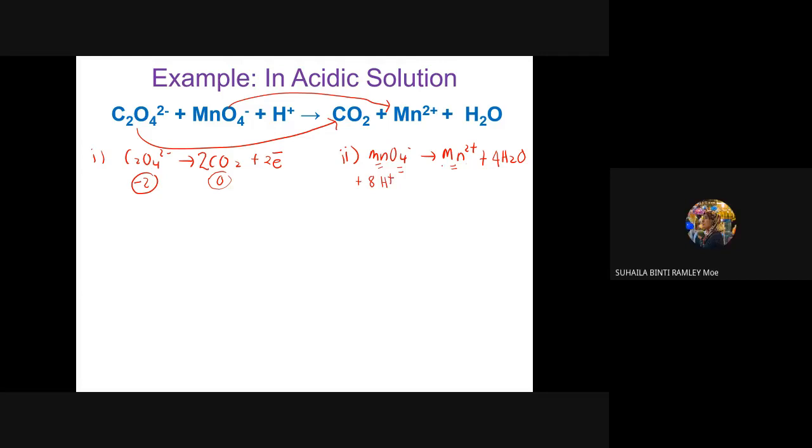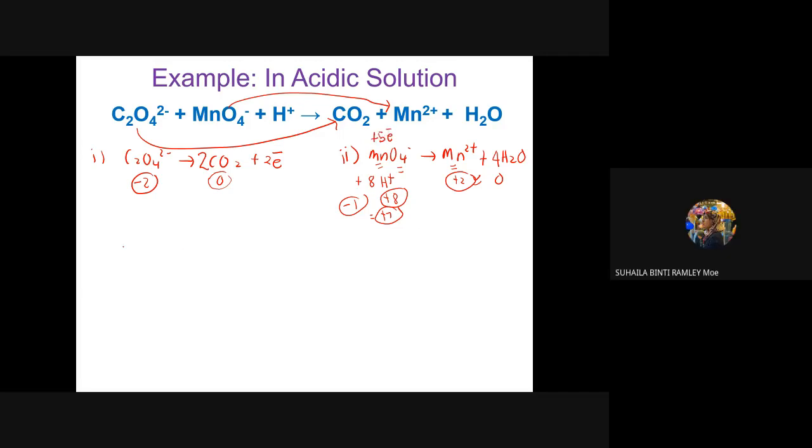Okay, balance for all element. Okay, balance untuk charge. So this one is negative 1 and positive 8. So overall pada left hand side is positive 7. So this one positive 2, this one is 0. So overall here is positive 2. So which one yang more positive, left or right? Left. How many electron that we need to add pada left? 5 electron here.